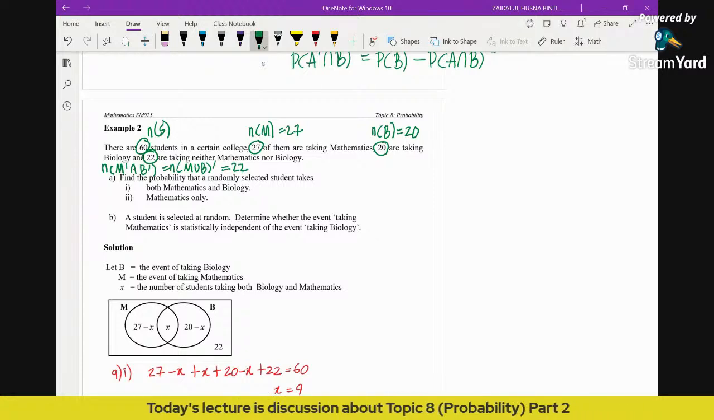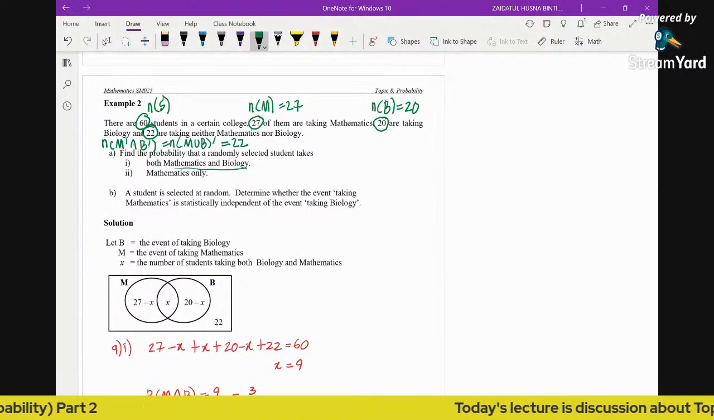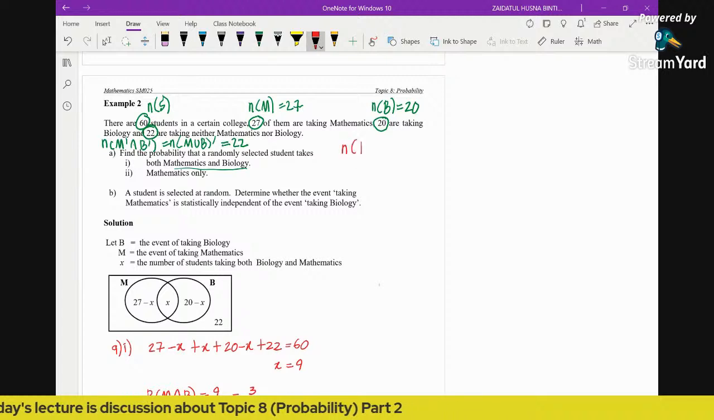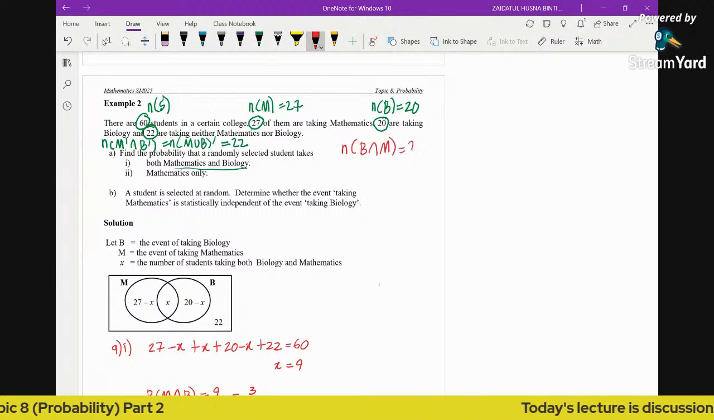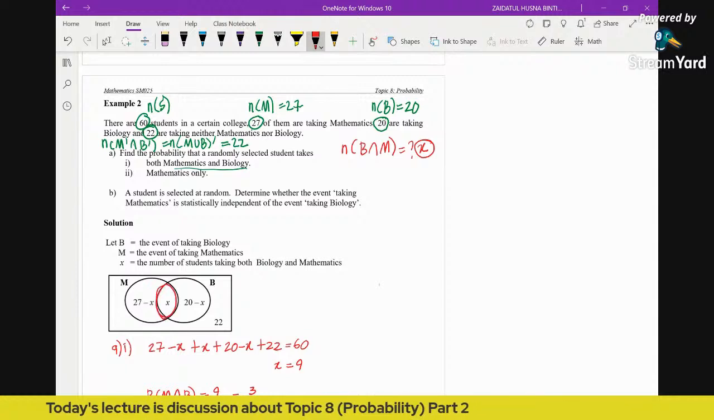Now find the probability that a student takes both. Whenever we need to draw a Venn diagram, the first thing we insert is the intersection. But we do not know the intersection, because the number of students taking both biology and maths is not given in the question. It is unknown, so we let this be X. This is what we insert first, X.